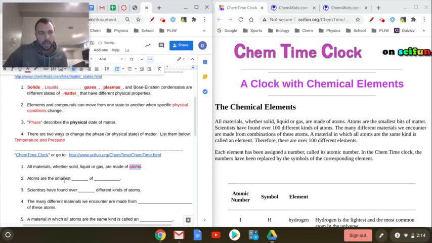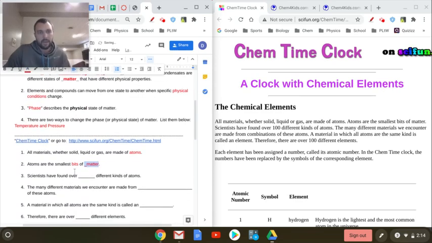Here we go. Atoms are the smallest blank of blank. Okay, let's see if it's sentence 2. Atoms are the smallest bits of matter. Perfect. Look at that. Smallest bits. Change that to red. Smallest bits of matter.